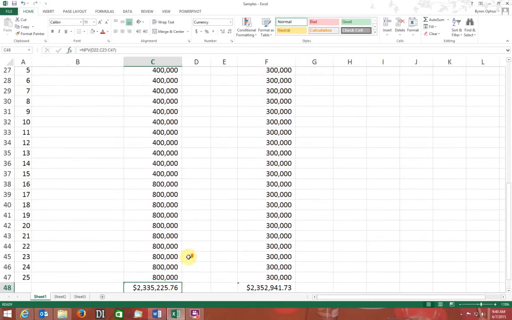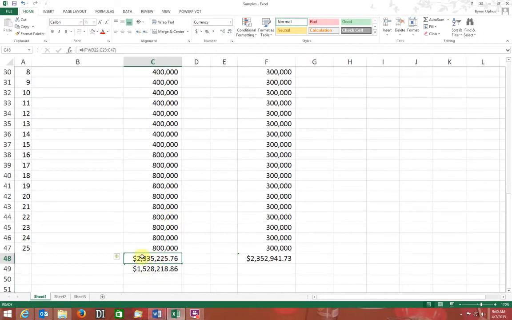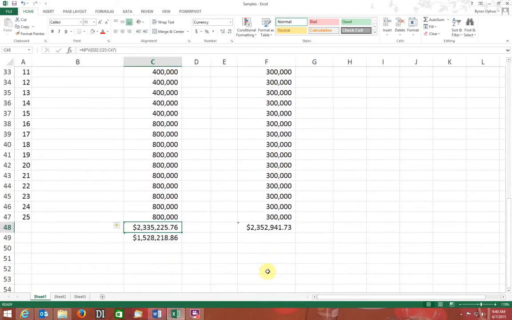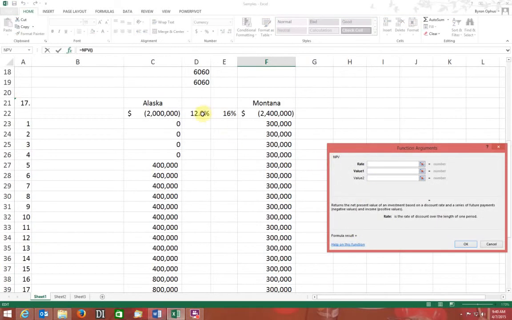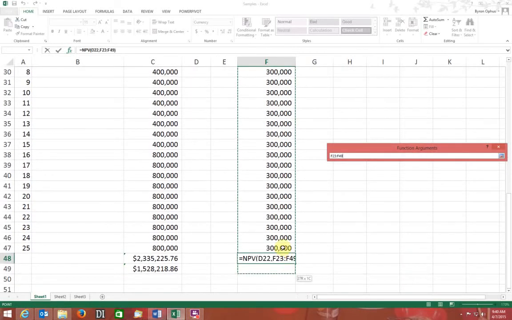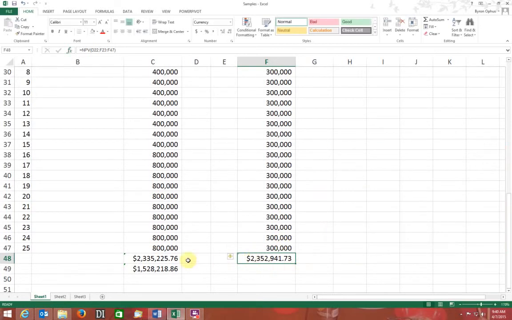So I get 2,335,000, and my investment was 2 million. So on a net present value basis, I would net actually $335,000. Not too bad. Okay. Let's take my Montana mine then and do the same thing. We'll do the net present value of that. Rate again is my 12%. My values are my 300,000 for the 25 years. 2,352,000. So actually, the net present value of my cash flows is just about identical.